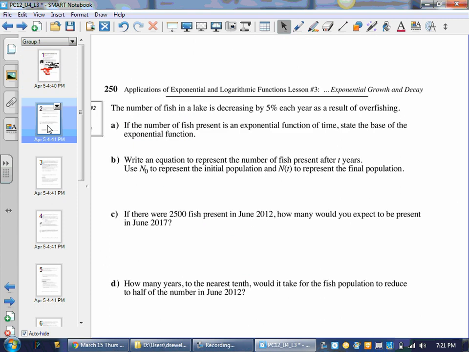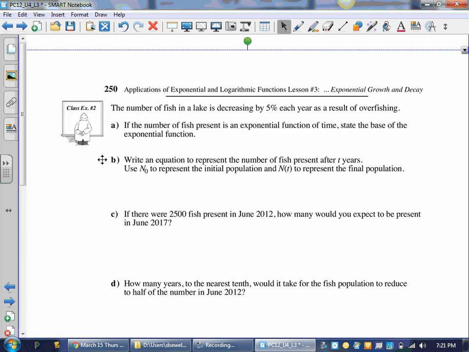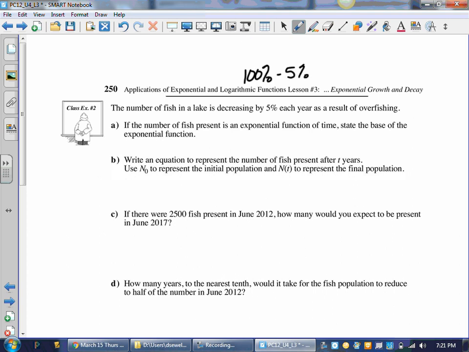This one says the number of fish in a lake is decreasing by 5%. So right away, you're going 100%, and we're going to decrease by 5%. That's going to give me 95%, correct? So have that in your head. All right. So state the base of the exponential function. There it is. 0.95 will be the base, right from the 95%.